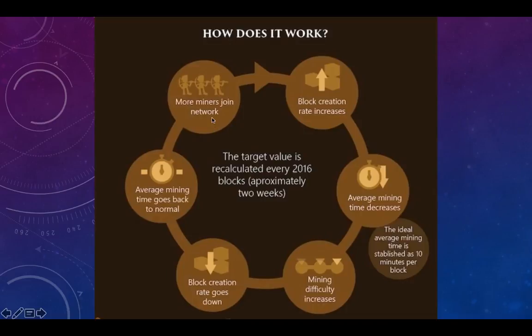More miners join the network. Block creation rate increases. Average mining time decreases. You see here there's an ideal mining time established as 10 minutes per block. So that's ideal, but there's an ebb and flow. You also see mining difficulty increases, block creation rate goes down, and average mining time goes back to normal. It just mentions here that target value is recalculated every 2016 blocks, approximately 2 weeks.